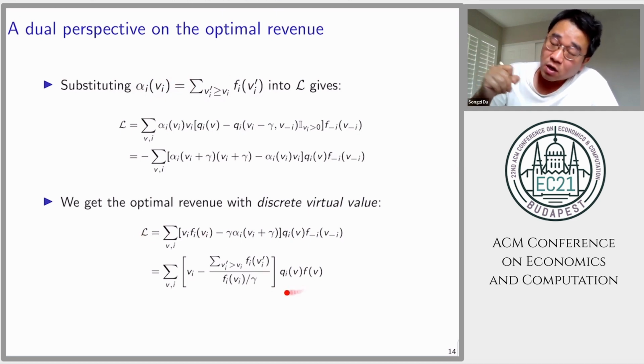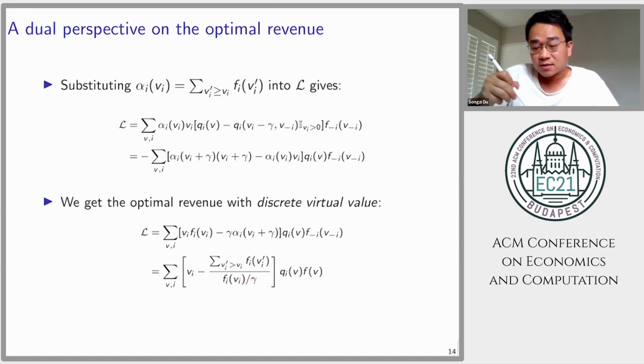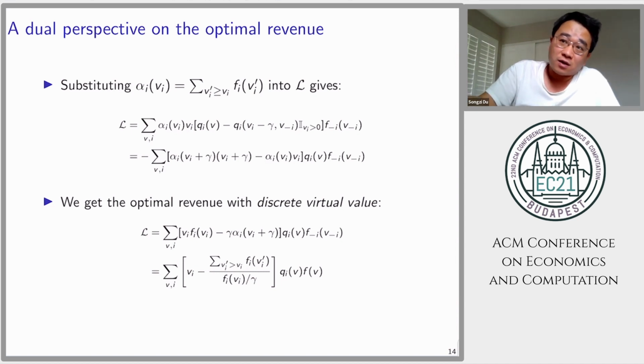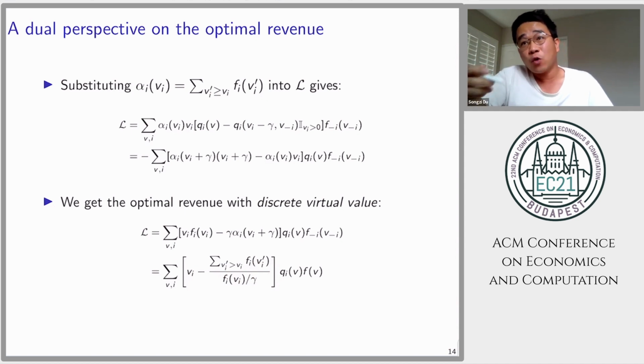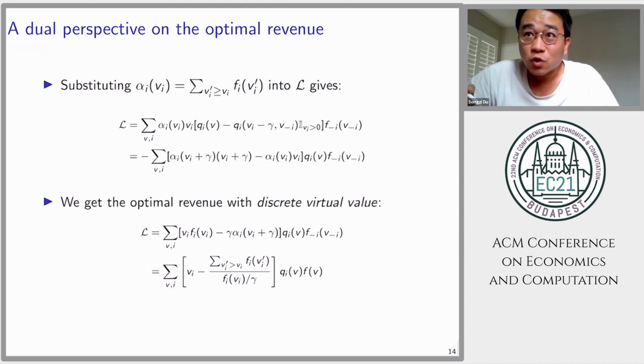Then we just substitute this value into the Lagrangian, and we get that the Lagrangian is exactly equal to this discrete analog of the virtual value. So it's the expected virtual value in this discrete version according to the allocation in expectation. This is exactly the optimal revenue from the previous slide. We have the value subtract the inverse hazard rate. So this suggests that the right multiplier is exactly the inverse hazard rate on the local IC constraint, and that the local IC constraints are actually the binding constraints.